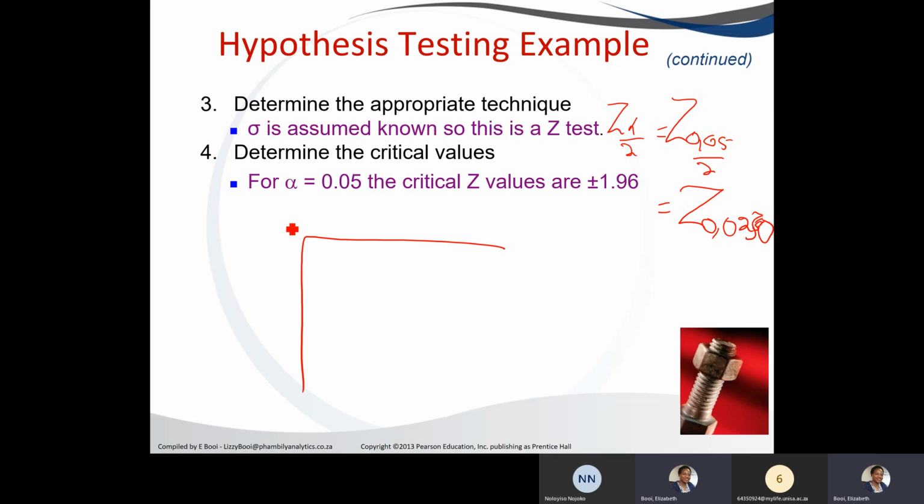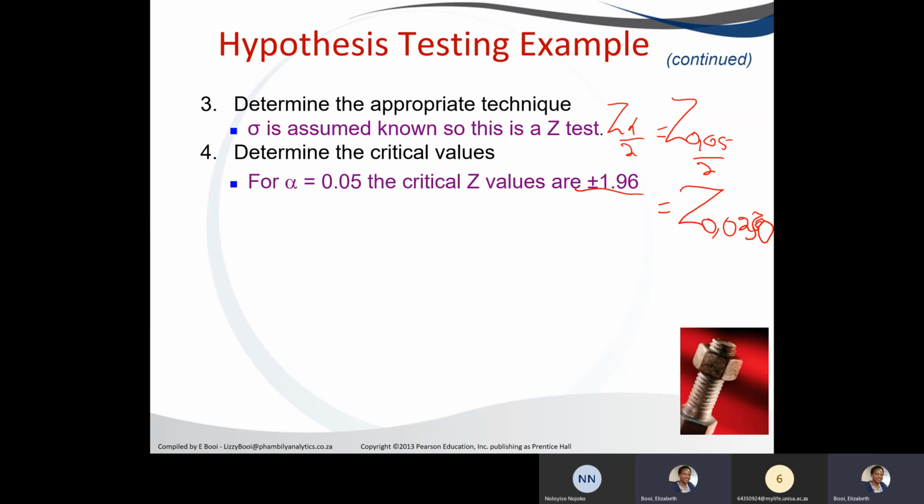Then you go to the Z table and look inside the table for the 0.0250 value. When we go out of the table, you will see minus 1.9 on the side, and then at the top 0.06, and that is our critical value, which is 1.96. That's how you find your critical value.